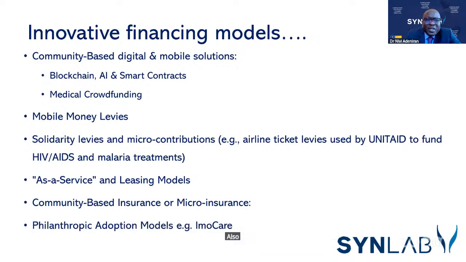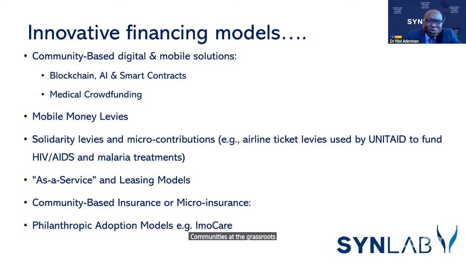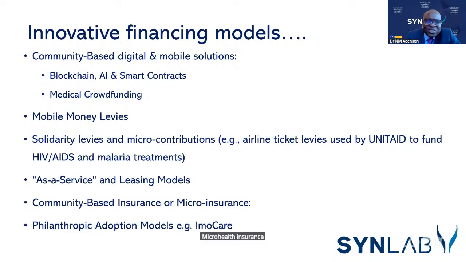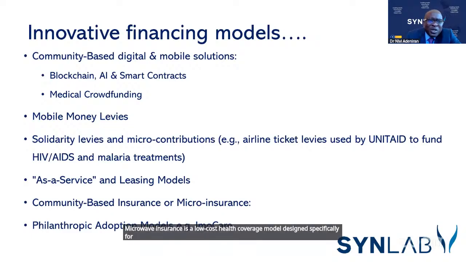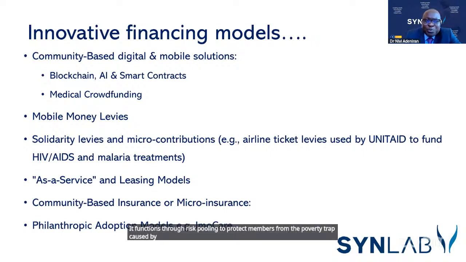Also, we have the community-based insurance, which is quite similar to microinsurance or mutual health insurance. Communities at the grassroots contribute premiums to a local fund, often supported by government or donor organizations, to ensure that the poor are covered. Microhealth insurance is a low-cost health coverage model designed specifically for low-income individuals and families, often in the informal sector. It functions through risk pooling to protect members from the poverty trap caused by high out-of-pocket medical expenditure.